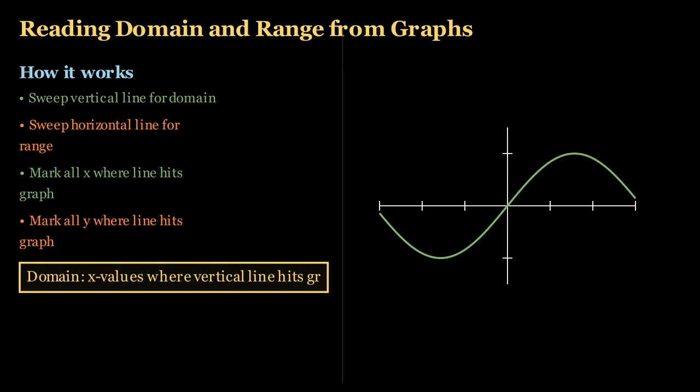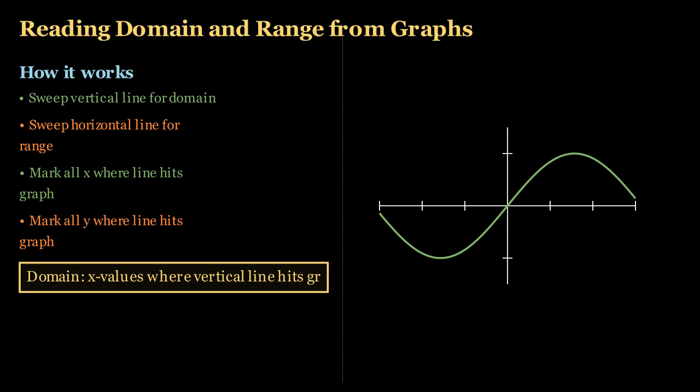Let's apply this to a concrete piecewise function. Suppose f of x equals x plus 1 when x is less than 0, and x squared when x is greater than or equal to 0. The graph is a straight line with slope 1 on the left side of the y-axis, and a parabola opening upward on the right side.